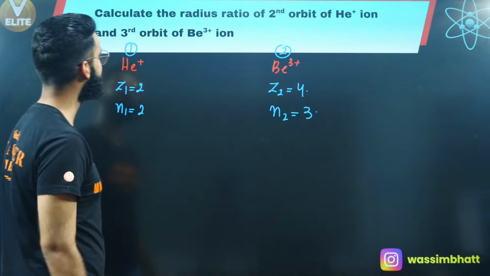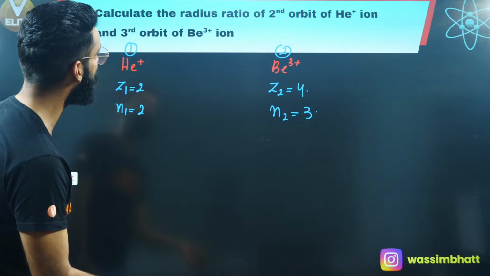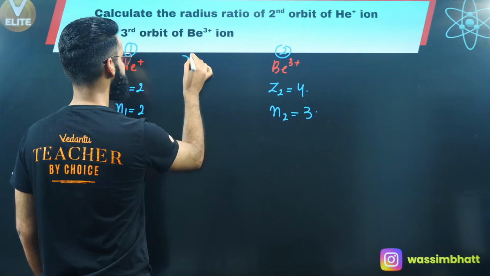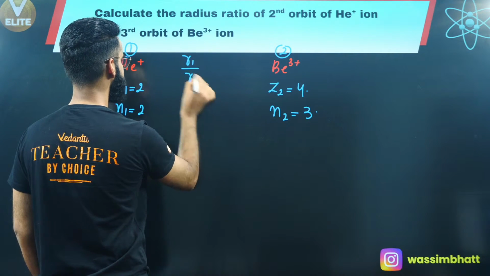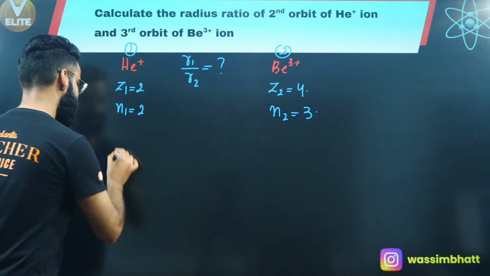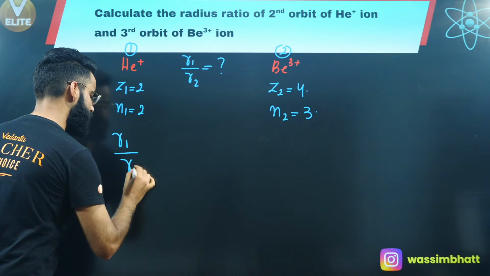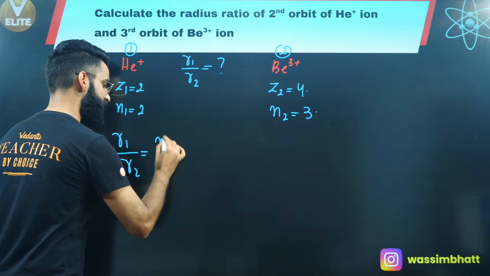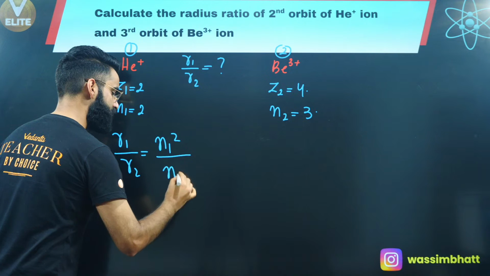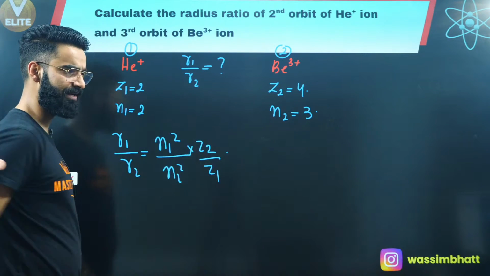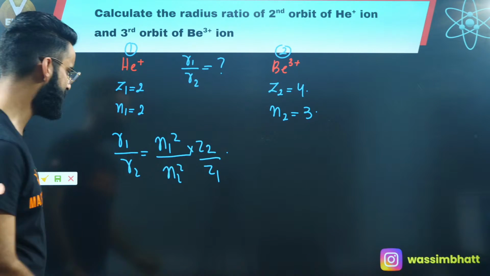What do I need to check? I need to calculate the radius ratio of these two single electron species, R1 divided by R2. Few minutes back I gave you the formula. R1 divided by R2 is equal to N square upon Z. So it's going to be N1 square divided by N2 square multiplied by Z2 divided by Z1. This was the formula, I believe.